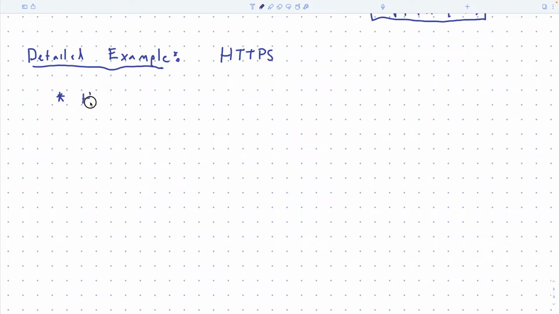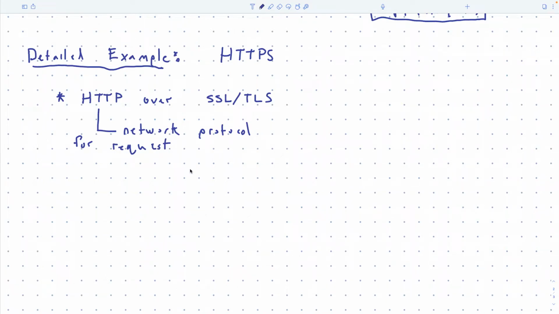So first off, what is it? It's HTTP over SSL/TLS. So let's dissect these. Okay, so what's HTTP? HTTP is a network protocol. It's used for the internet, and it's basically for downloading web pages. If that's all you understand about it, that's good enough. You don't have to understand anything more. So you can request a website, and then it comes back to you. It's called a resource.